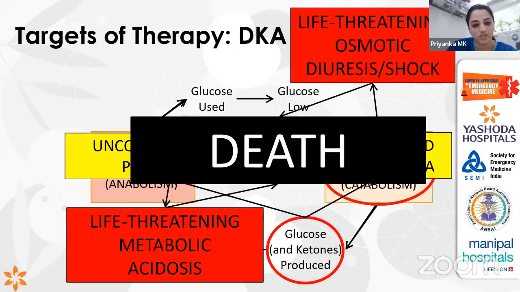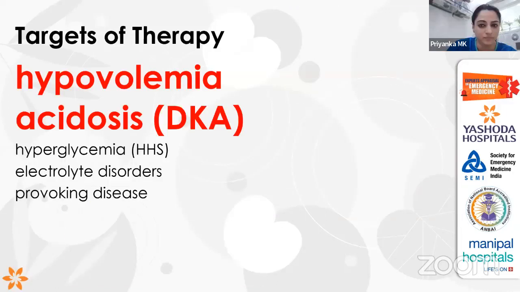In HHS, on the other hand, you have high glucose, which causes uncontrolled hyperglycemia, gives me an osmotic diuresis state, causes shock and death. The target of therapy would be hypovolemia, essentially in both the cases, and management of acidosis in DKA. Hyperglycemia, electrolyte disorders, provoking disease, all these take a backseat. The primary goals of treatment would be to correct the hypovolemia and the acidosis.